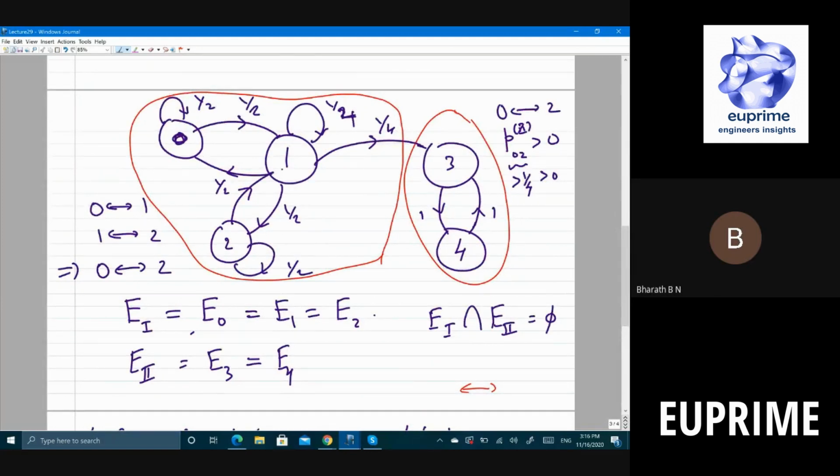See, 0 can talk to 1 and 1 can talk to 0. Therefore, 0 is recurrent. What about 1? What can you say about state 1? No, sir. It can talk to 3, but 3 cannot talk to 1. Therefore, it's not recurrent. So 3 is also not recurrent, but 4 is recurrent. So 1 and 3 are transient states, while 0, 2, and 4 are recurrent states in this case.